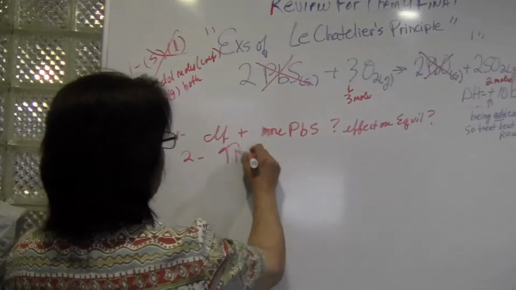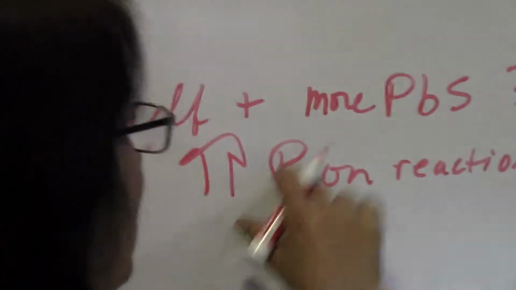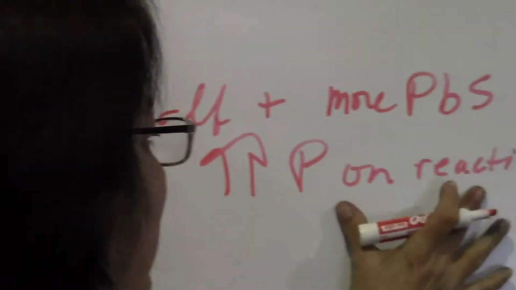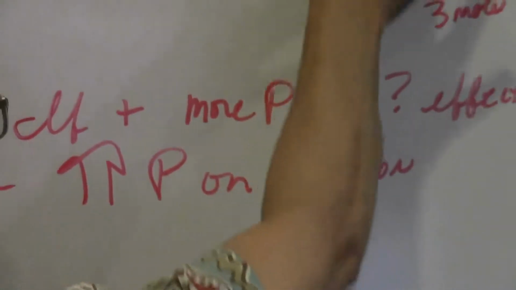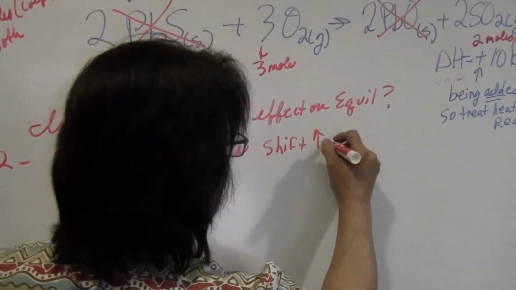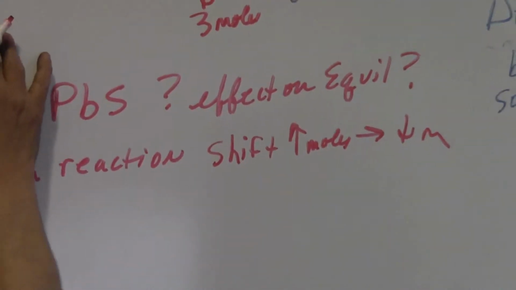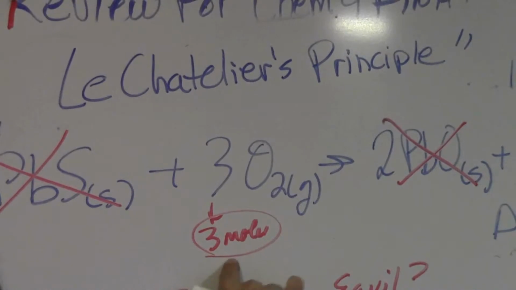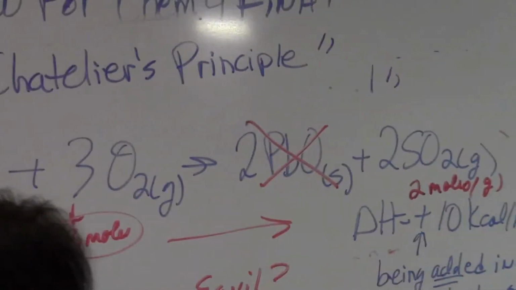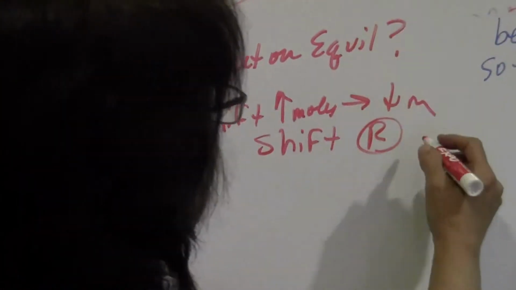What happens if we increase the pressure on the reaction? Remember, increasing the pressure, the reaction takes place inside the container. If you increase the pressure on this reaction, you're going to shift from the more moles of gas to fewer moles. Well, which side do we have more moles? More moles here than here. So we are going to shift right, so that we have more product. We're going to get more product.